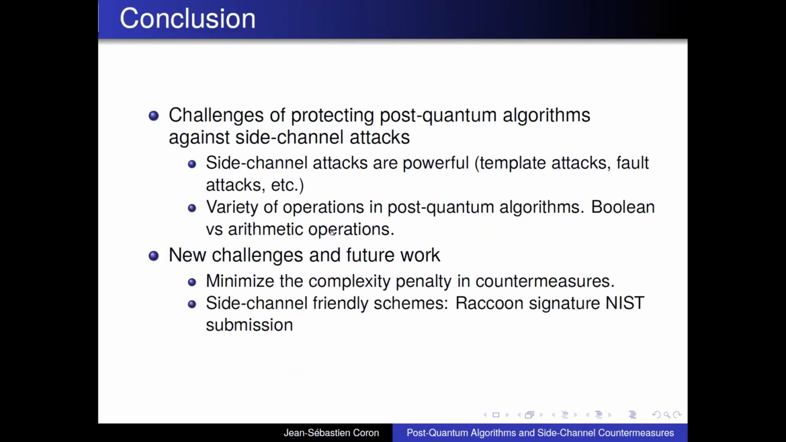And so, conclusion: the field of post-quantum crypto is interesting from a side-channel point of view, because there is a variety of algorithms and of techniques. So it's generally more interesting than block ciphers, in which we have only Boolean operations. And so what are the challenges? We still want to minimize the complexity penalty for countermeasures, which is still very, very high. One possible approach is to design from the start schemes which are side-channel friendly. For example, there is this interesting Raccoon signature submission, which is completely side-channel friendly.